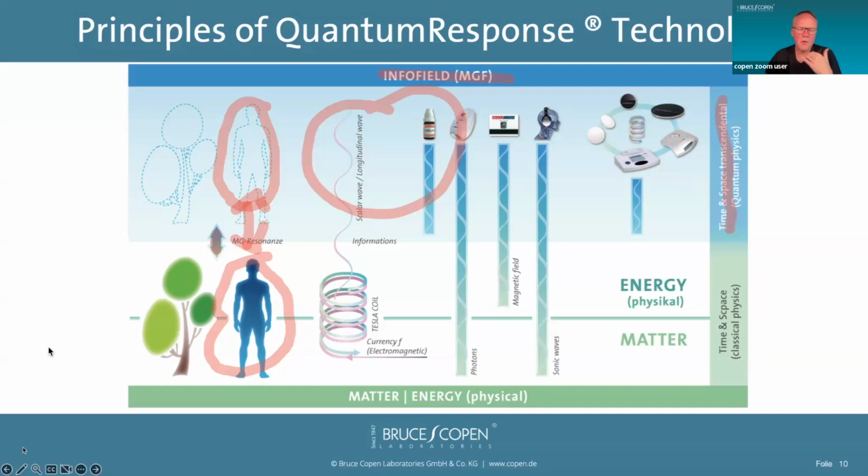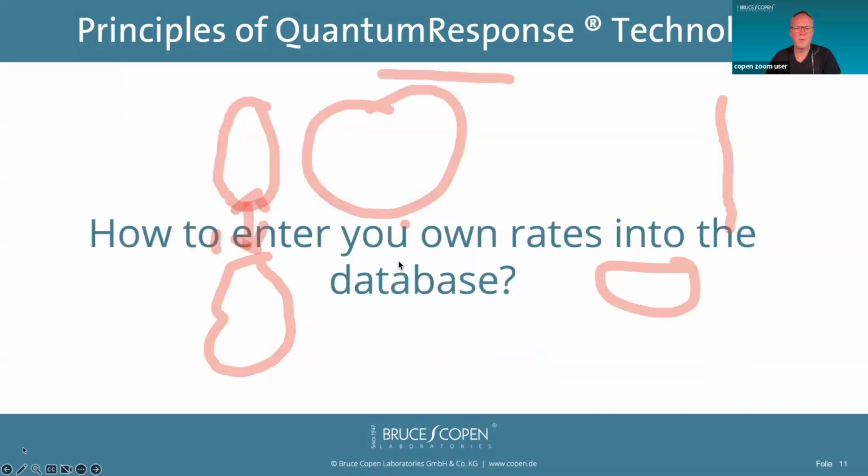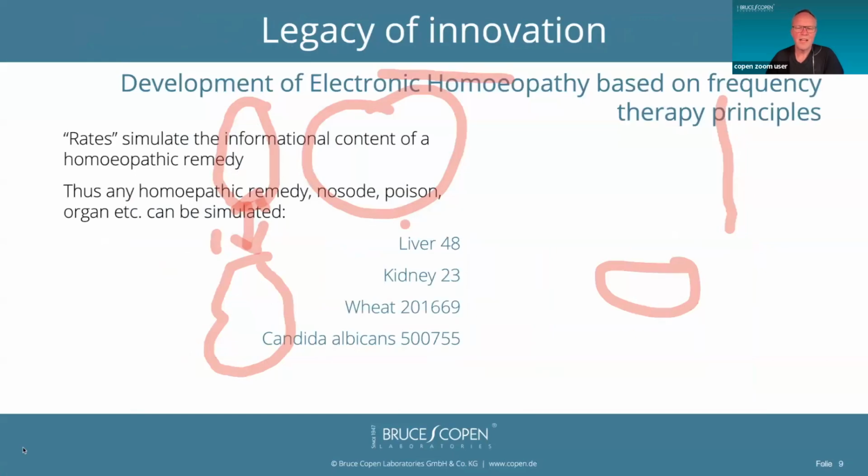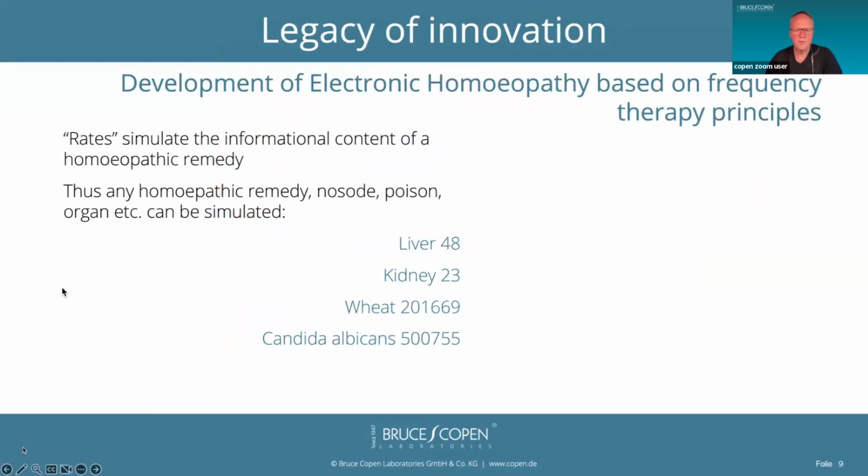So the electrical value of a resistor would be down here in the electric energy level. So that's where the ohm is. But as we're up here, we cancel the ohm. We just say liver has the rate 48, kidney has the rate 23, and so forth.